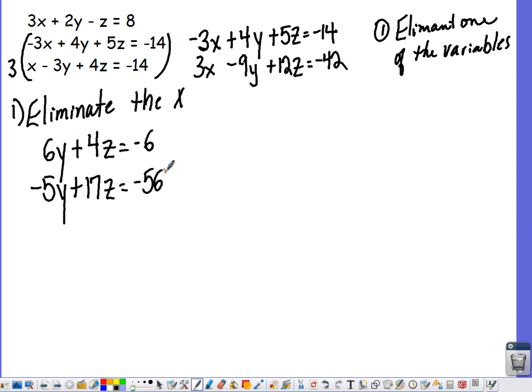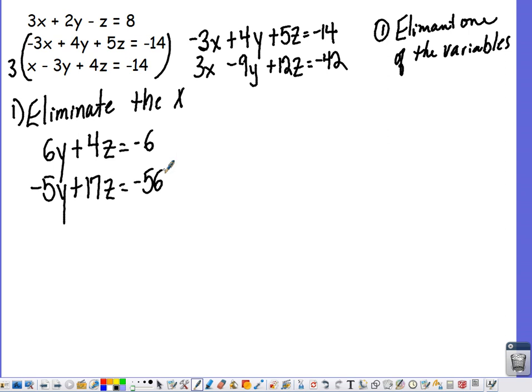Now I will tell you, because of the multiplying and the adding that goes on, some of these numbers are going to get really, really large. So just be careful of that. Now we've eliminated the x's, so we've got two equations with two variables, a y and a z.